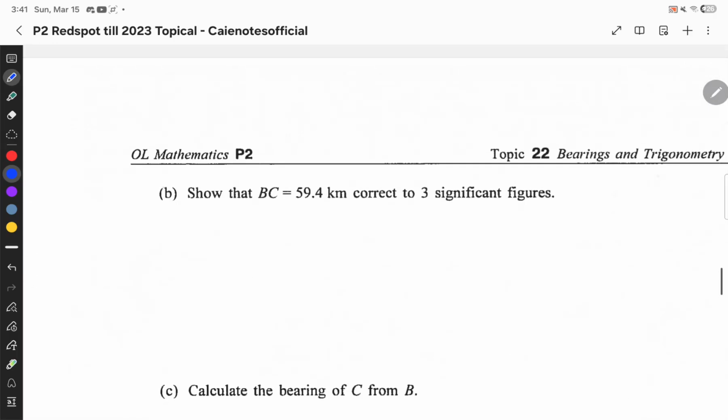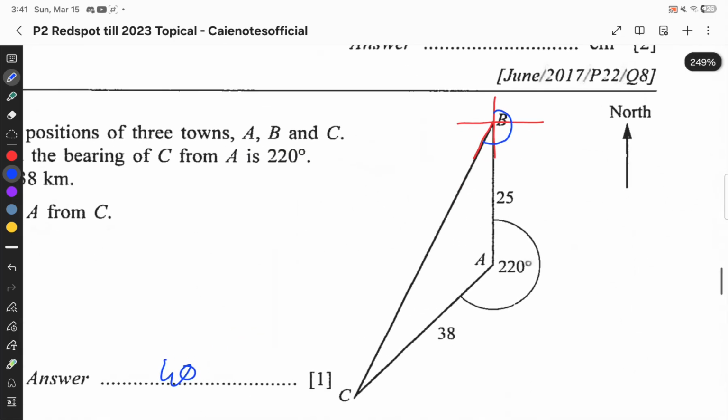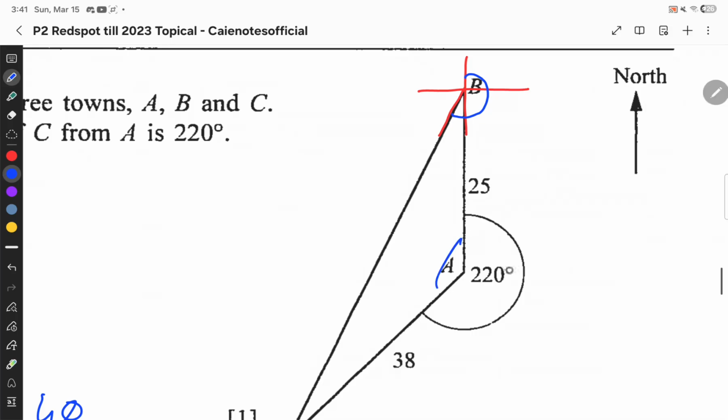We are set to find length BC. No worries, you can just find BC with the cosine rule. How do you do this? We find the remaining angle and we do the cosine rule. Cosine, since this is opposite, these are the legs. Plug in and play.